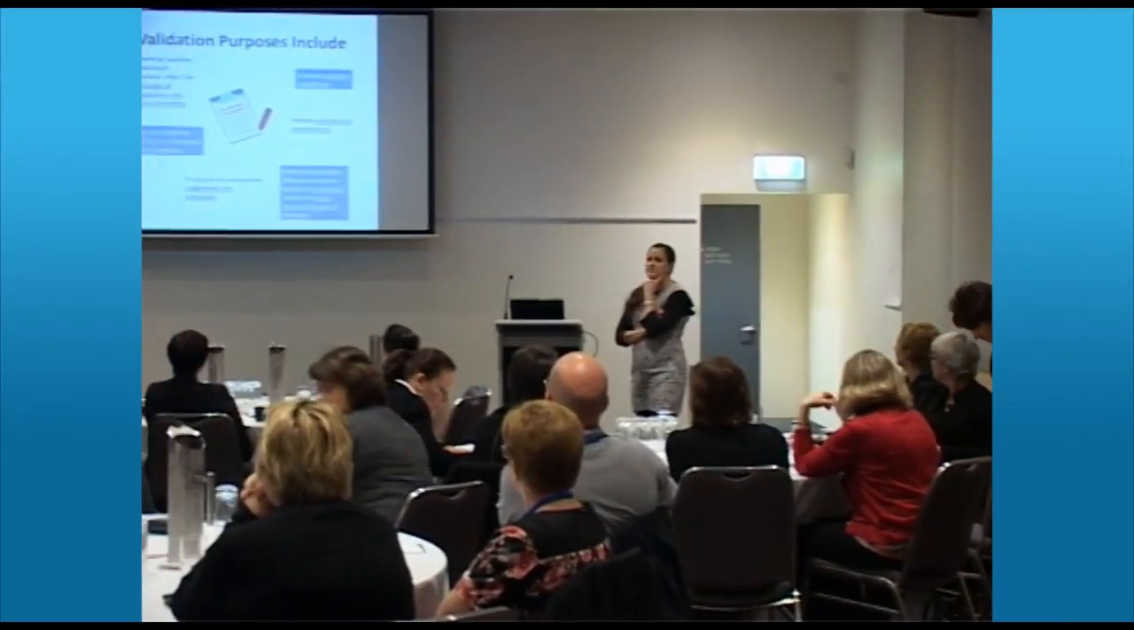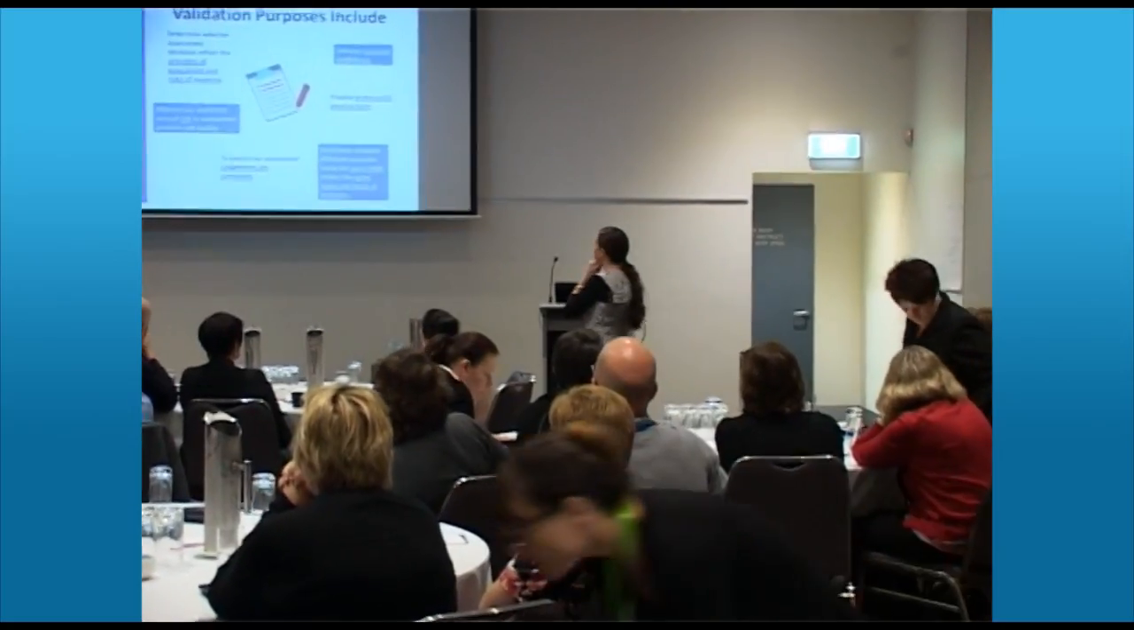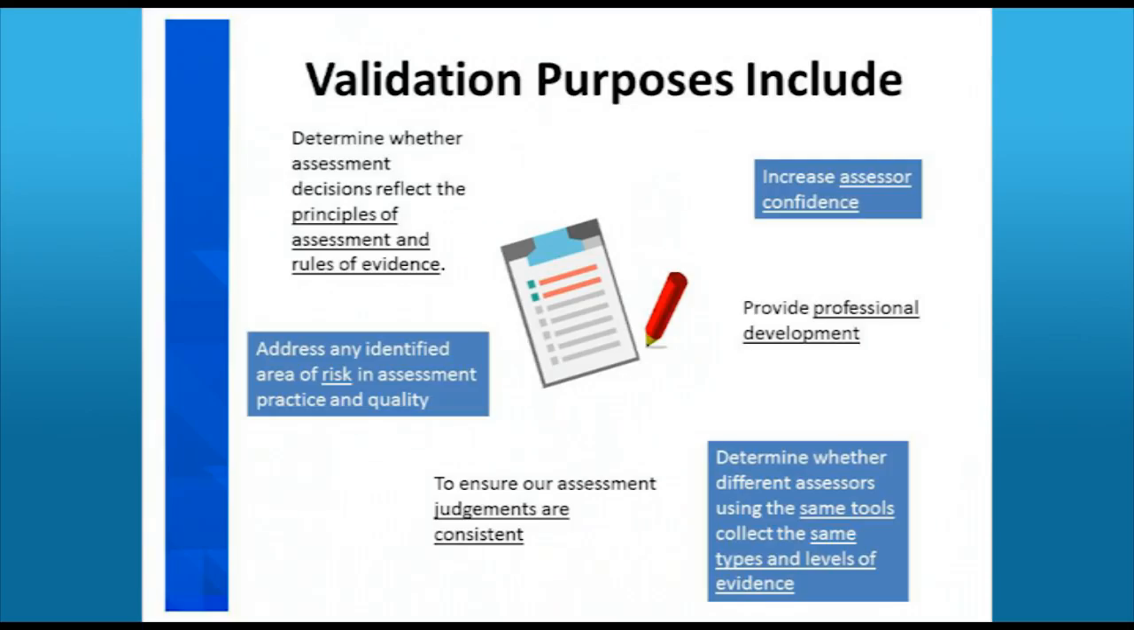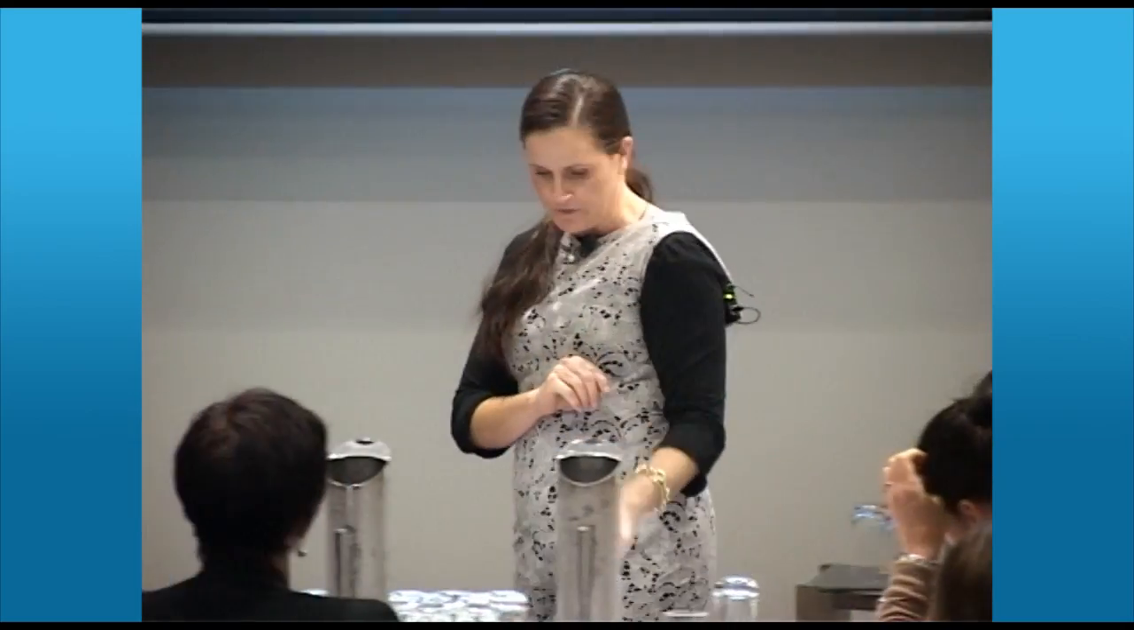So principles of assessment and rules of evidence came up a lot over here. Identify if there is an area of risk in assessment. To ensure our judgments are consistent, that came up. Determine whether different assessors using the same tools collect the same types and levels of evidence. Whilst you may not need to collect the same type of evidence, I would imagine that you would have to assess at the same level. What's that principle? Very good. Some people know.